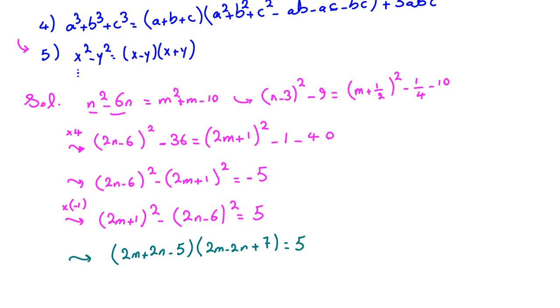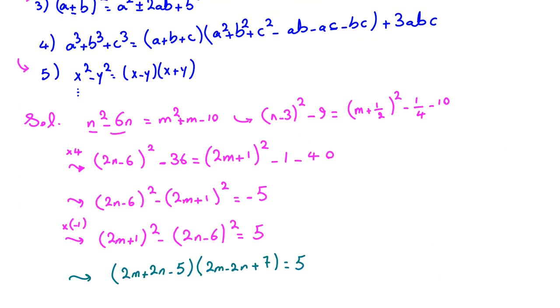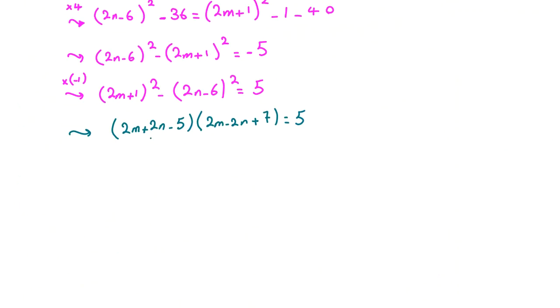And let's say the problem says m and n are positive integers. Because they are positive integers, 2m plus 2n minus 5, with m at least 1 and n at least 1, will be at least 4 minus 5, so it is at least negative 1, the first term. So if I want to write cases, it is 1 and 5, 5 and 1, negative 1 and negative 5. We should check these cases.